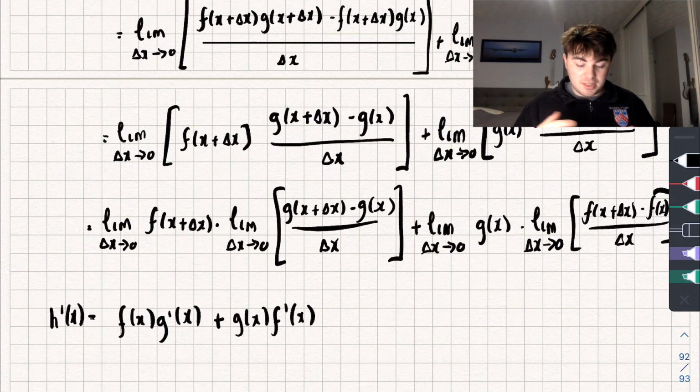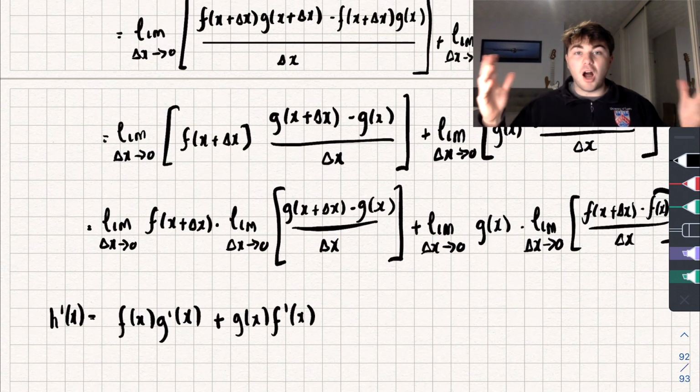And you can actually extend this if you've got more than two products. If you had h of x equaling f of x multiplied by g of x multiplied by, say, i of x or some other function. And so yeah, that's pretty much the proof.